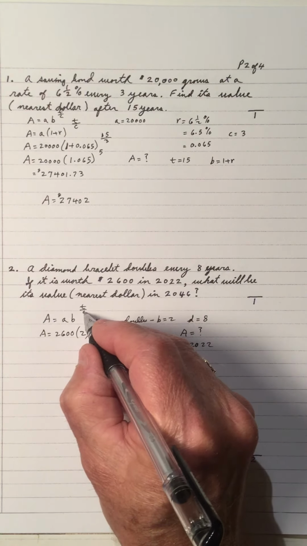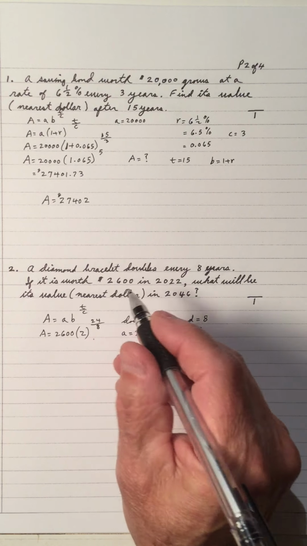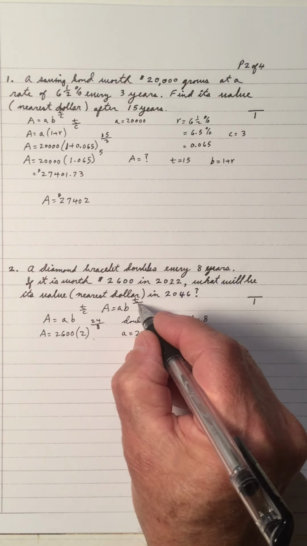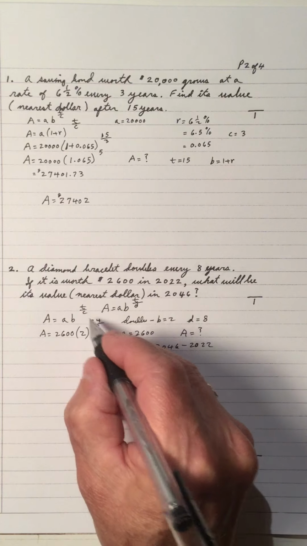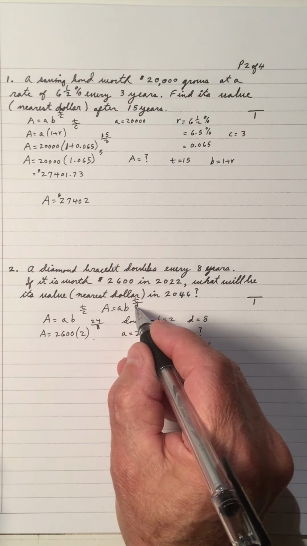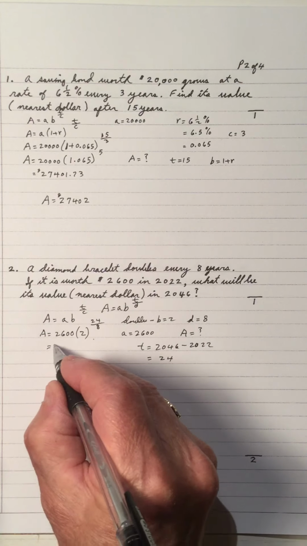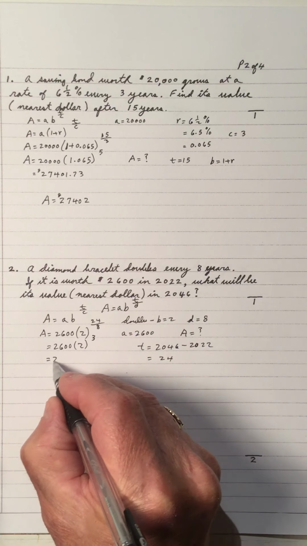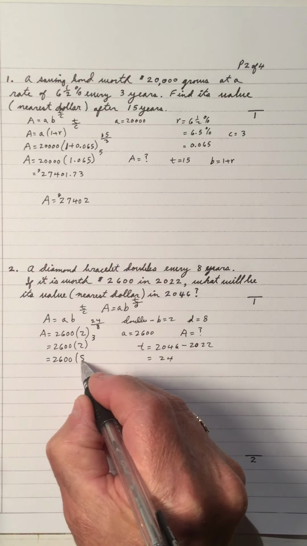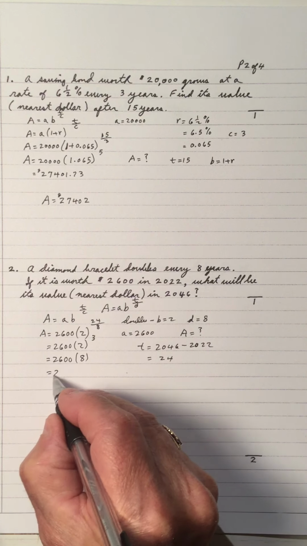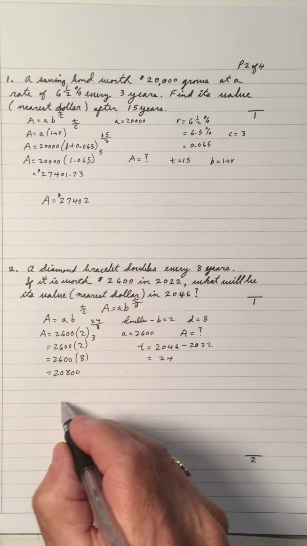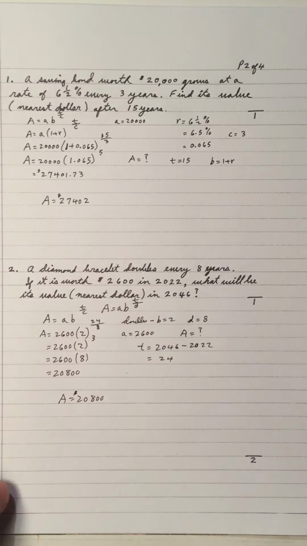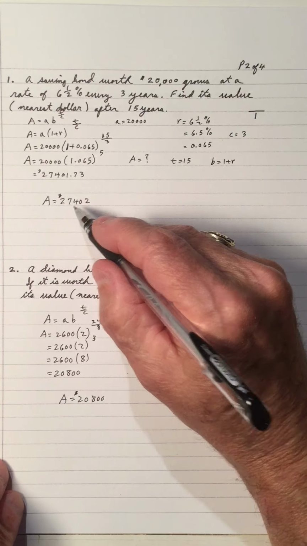We could say that C is the doubling time right here. So if I wrote the equation A equals A, B, T over D, D would be the doubling time. So C could be replaced with D. That gives us 2,600 times 2 to the 24 divided by 8, which is 3. Since it's easy, 2 cubed is 8, and when we multiply that out we get 20,800. So the answer is $20,800.